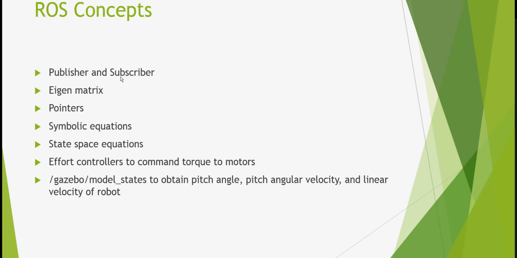ROS concepts, pretty simple ones: publisher and subscriber, Eigen matrix, pointers, symbolic equations to solve the state space equations, effort controllers to command the torque to each wheel, and Gazebo model states was used to extract angular velocity, the pitch angle, as well as linear velocity of the robot. Instead of using simulated sensors, this allowed us to get perfect signals from Gazebo.